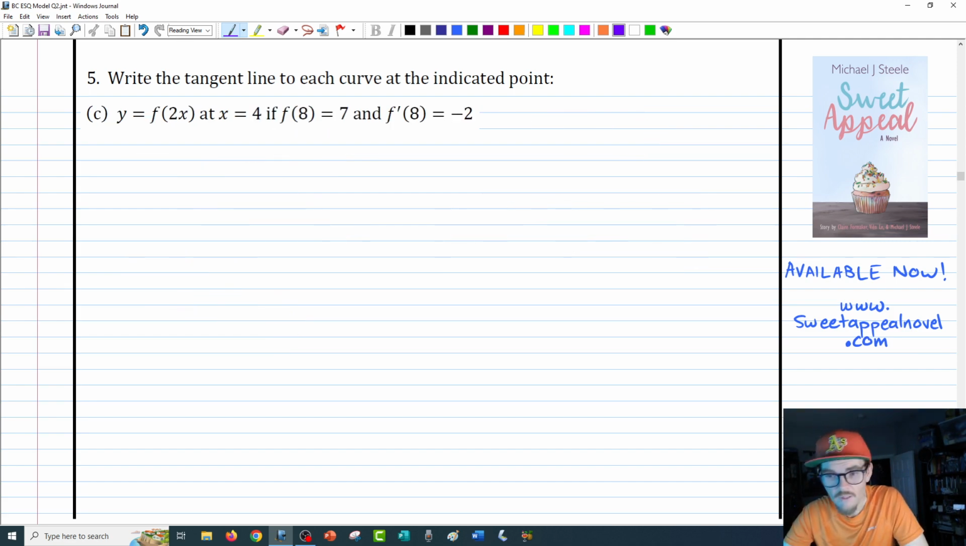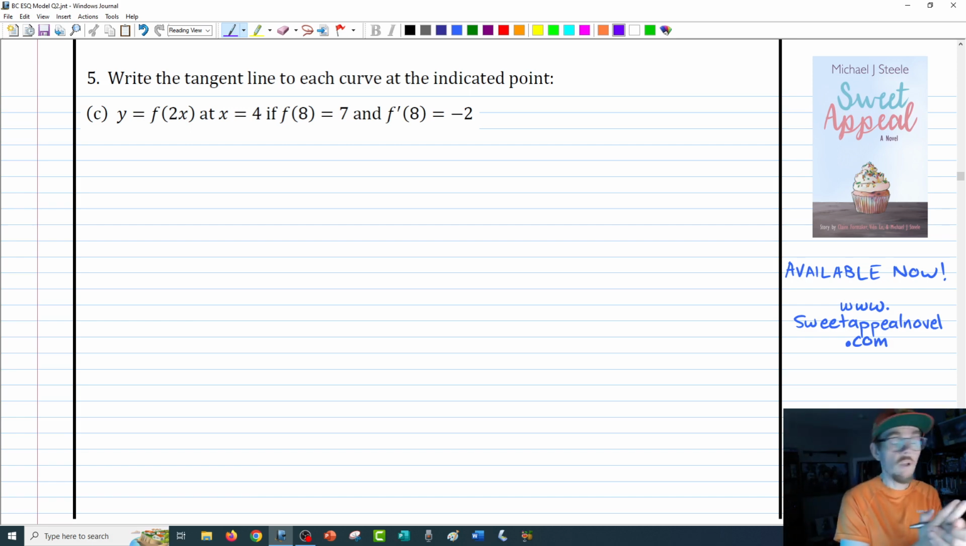And absolutely the last question, I am totally running on fumes here. The final one, this is more of an abstract version. I try to put at least one like this on every single exam. This one also involves the chain rule, by the way, sort of interesting. So we want to figure out the tangent line at x equals 4, given this information. So let's go one piece at a time.